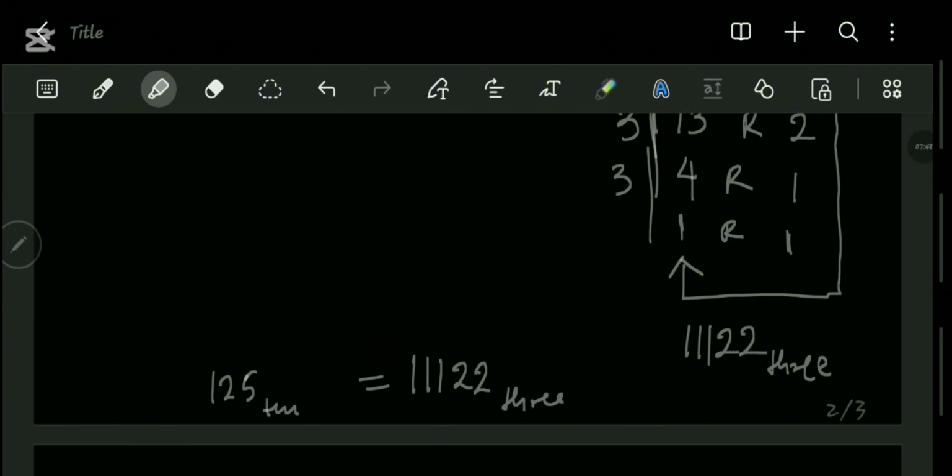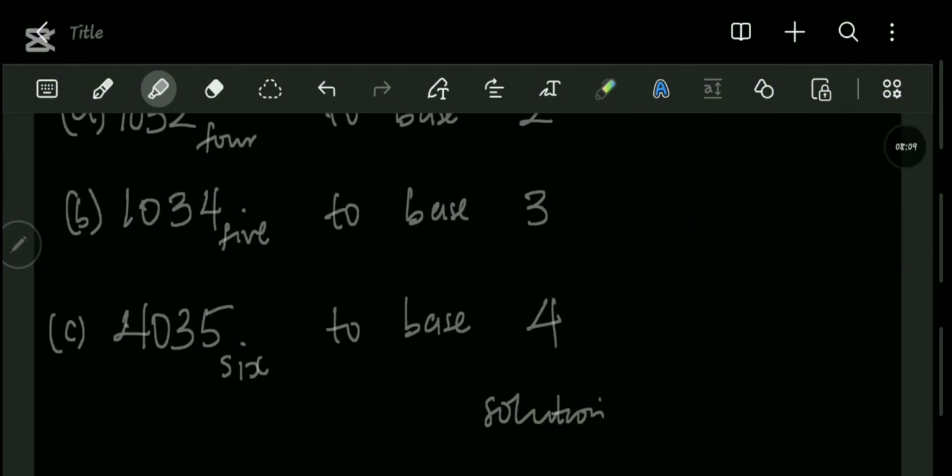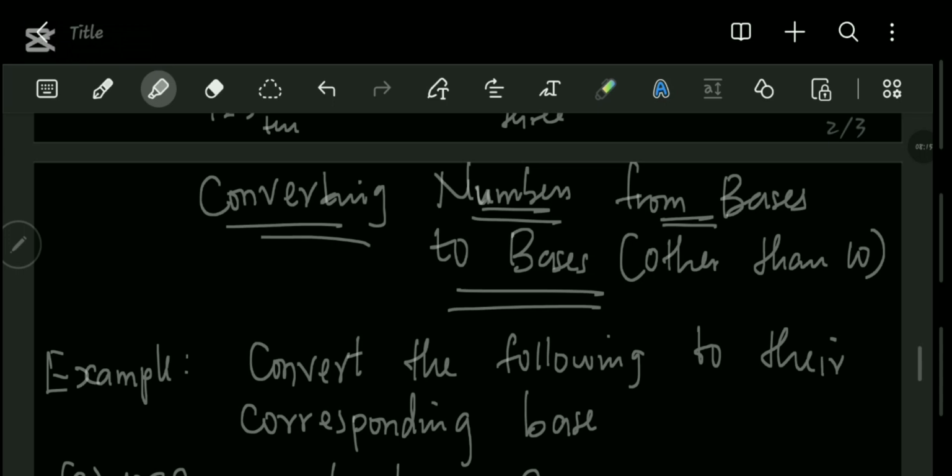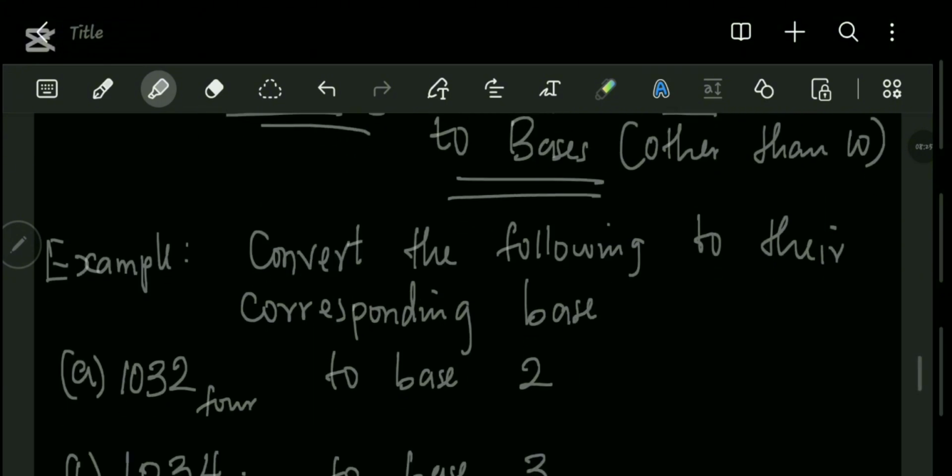Alright, let's look at something else. Let's look at how we can convert numbers from other bases to other bases. It could be base 10, base 3, or base 5. Let's look at how to convert numbers that are not in base 10 to other bases, and look at the example given here.